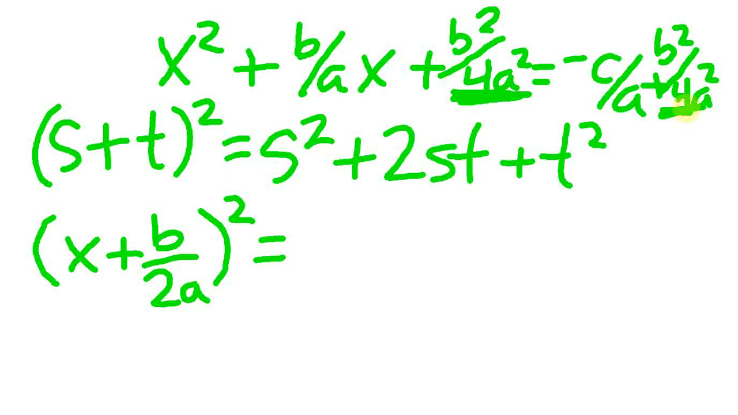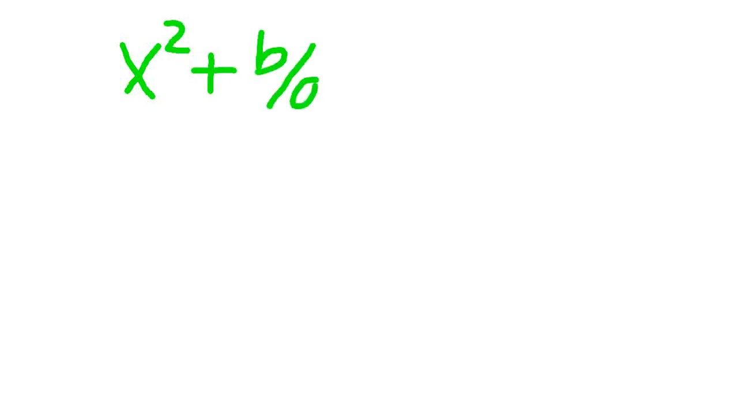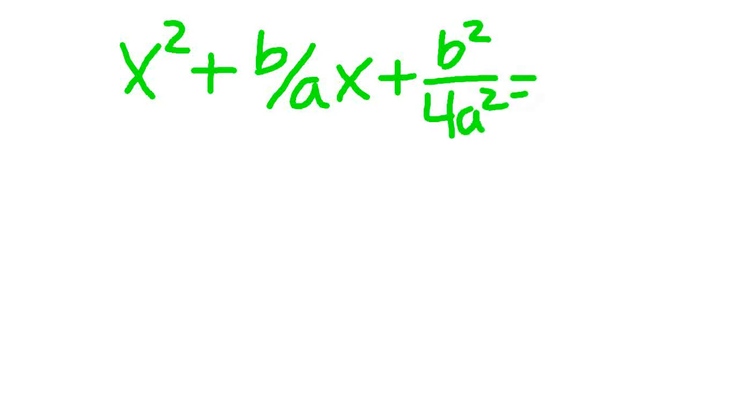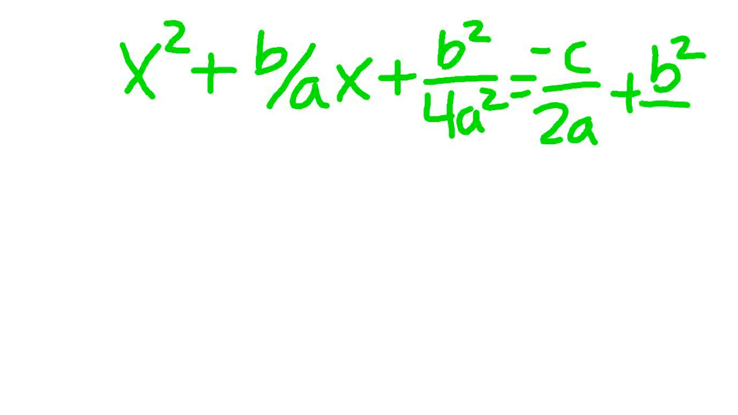Okay, so let's rewrite this one more time. So we have x squared plus b over a x plus b squared over 4a squared equals negative c over 2a plus b squared over 4a squared.